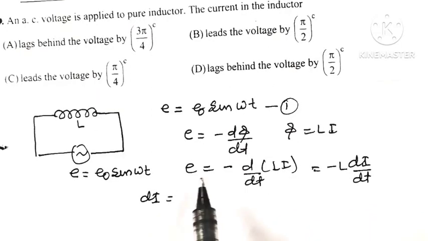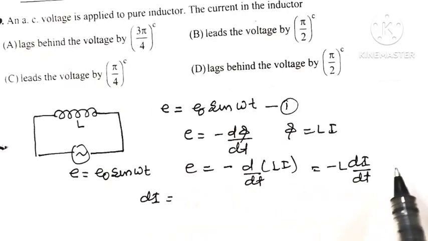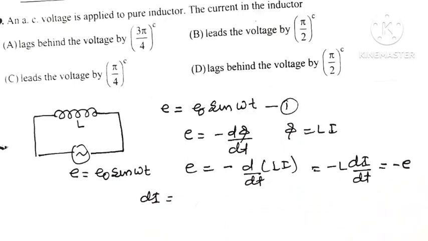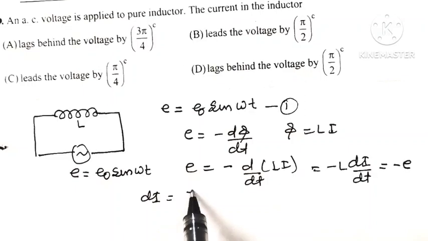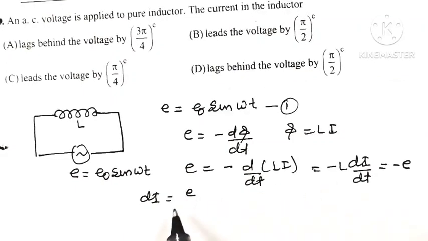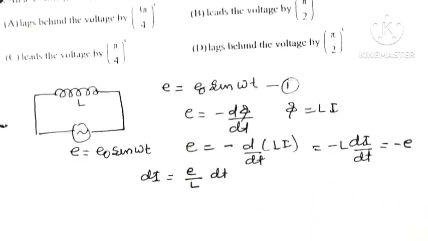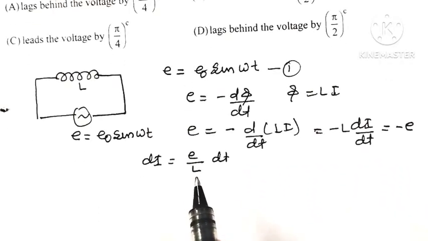As far as this applied EMF and the induced EMF are concerned, they are opposite in direction. So in magnitude we can take E is equal to L into di by dt. So di is equal to E divided by L into dt. But what is E equal to? E equal to E0 sine of omega t.